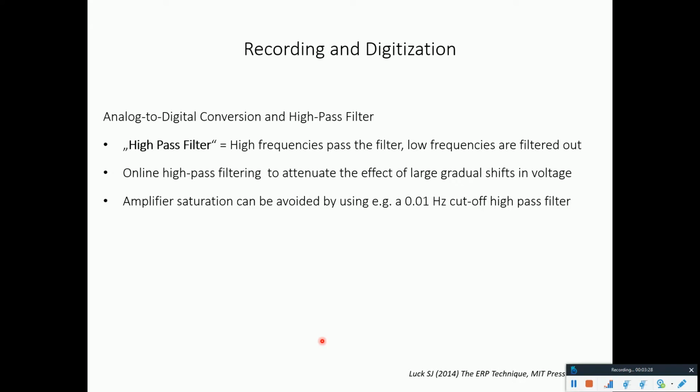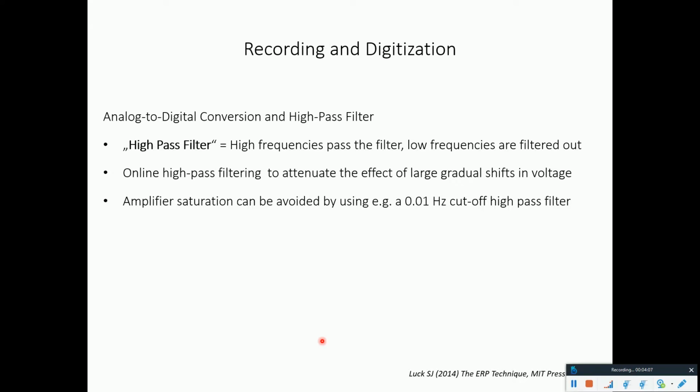Now there is a relation between the analog to digital conversion and high-pass filters. We will discuss filters in more detail when we talk about EEG preprocessing, but we have to bring it up here at the recording process already. The notion of a high-pass filter is a filter which lets high frequencies pass and filters out low frequencies. And EEG recording systems embed an online high-pass filter to attenuate the effect of large gradual shifts in voltage.